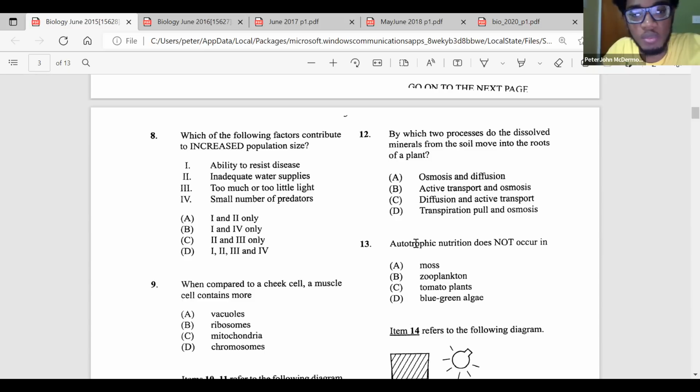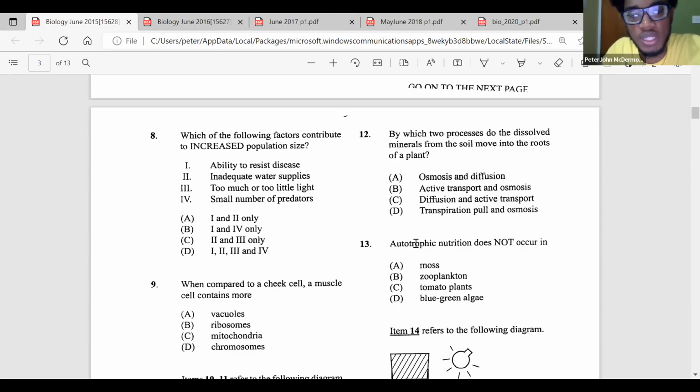And let's look at small number of predators. If you have a small number of predators, more of your population reaches adulthood and sexual maturity, and you're able to again reproduce. So that's the important thing there. So that's pretty much it. So 1 and 4. Inadequate water supply. If you don't have enough water, water is essential to life. So if you don't have enough water, a lot of the population will not continue.